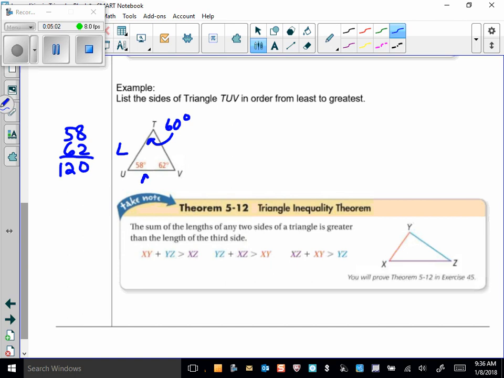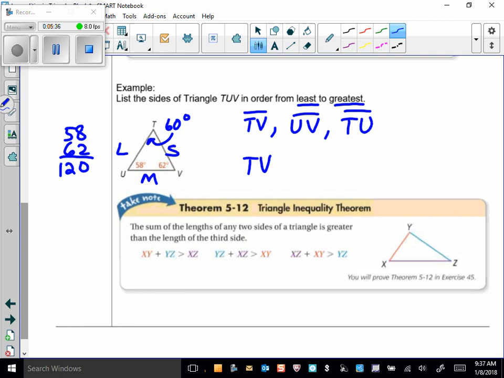60 is in the middle, that's going to be my medium side. And TV then is going to be the shortest side in that triangle. So I've got to be careful here. When I have a test or a quiz, I've got to be sure I put them in the correct order, least to greatest. So the shortest side is going to be TV, next is going to be UV, and next is going to be TU. All right, if I wanted to write that as an inequality, I would do it this way.